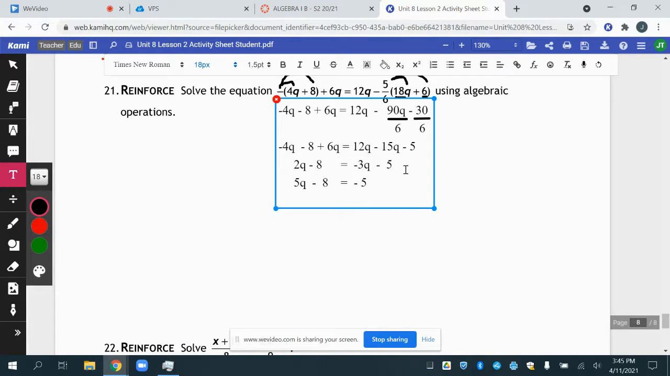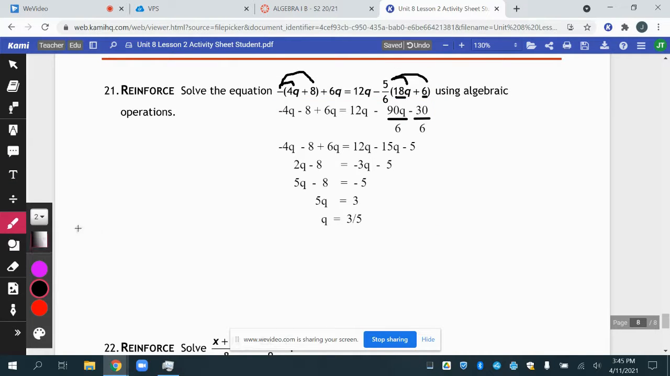Okay, getting close. Now I need to get rid of everything over here with this q. I'm going to add 8, and that's going to leave me with nothing but a 5q on the left side. And on the right side, I added 8. 8 and negative 5. I had to make 3. Finally, I divide by 5. Q equals 3 divided by 5. And that's the answer, my friend.